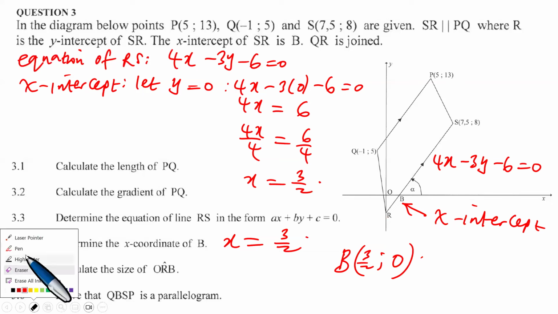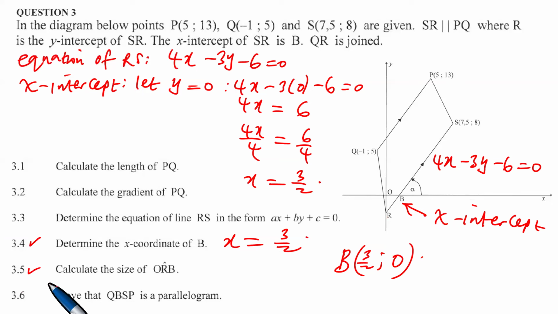And then we continue to solve the next problem, which is 3.5. In 3.5, the question is: calculate the size of the angle ORB. Then you have the angle ORB, and we want to find the size of that angle. So how can we find the size of the angle ORB?